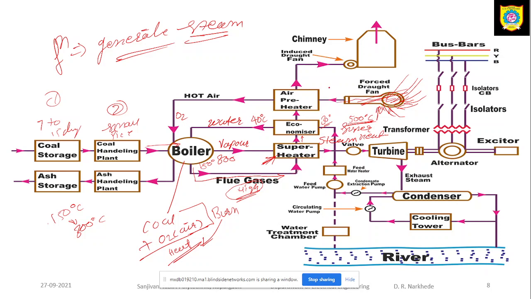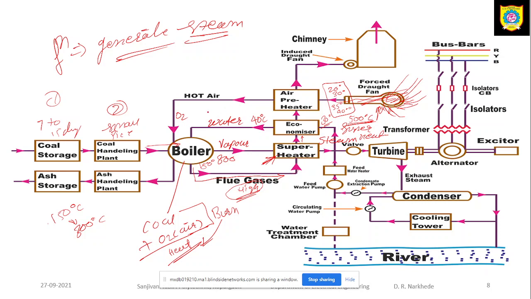Now, the surrounding air temperature is your atmospheric temperature. My atmospheric temperature may be 20, 30, 35, or maybe 40 degrees centigrade, depending on the climate and the season. During monsoon the temperature may be as low as 20 degrees centigrade, and during summer the temperature may be as high as 40 to 45 degrees centigrade. So the air temperature also can increase. And during monsoon, what happens? My air has a lot of moisture.